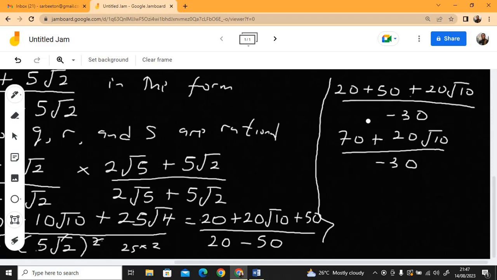Now there's one thing I want us to know here: 10 can go in all of these. 10 can go here, 10 can go here, 10 can go here. So if I use 10 to divide everything, we have 7 plus 2 root 10, because 10 goes into 70 seven times and 10 goes into 20 two times, all over minus 30. Sorry, 10 goes into 30 three times also. So 10 will divide everything, both the numerator and the denominator.